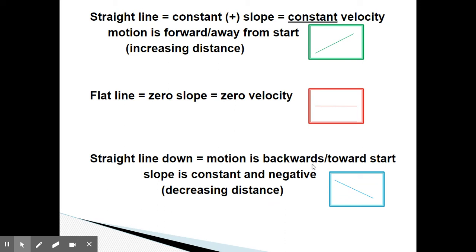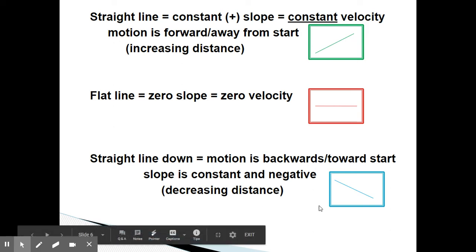Now, if we have a straight line, we have a constant velocity, constant slope, constant velocity. Again, remembering that if we have a positive slope, we are moving away from the starting point because we are increasing the distance from start to wherever we're heading. We have a flat line, we have zero slope, which means we have zero velocity. That is standing still. We're not moving forward, we're not moving backwards, we are standing still. And remember that if we have a straight line down, it doesn't mean that we're slowing down. It means that we are moving backwards, or we're going towards the starting line. We are decreasing the distance between the starting point and our position.